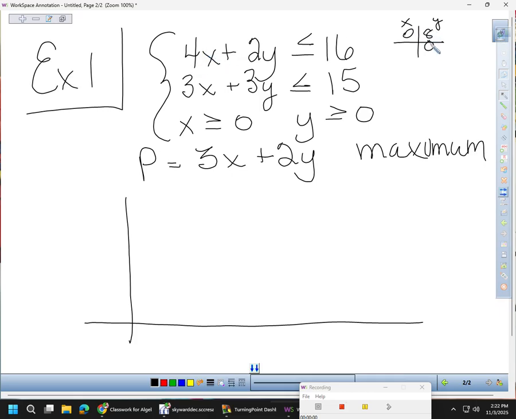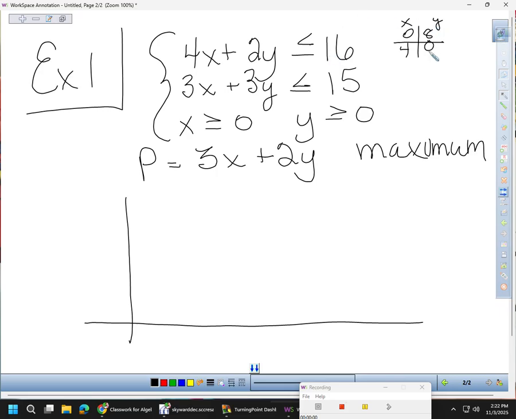8. Very good. And if I put 0 in for 8, that means x equals 4, right? So I'm going to plot those 2 points. I have 0, 8. Where did I get that from? Okay, so first I put 0 in for x, so this goes away. So I really just have 2y equals 16. So y equals 8, right?